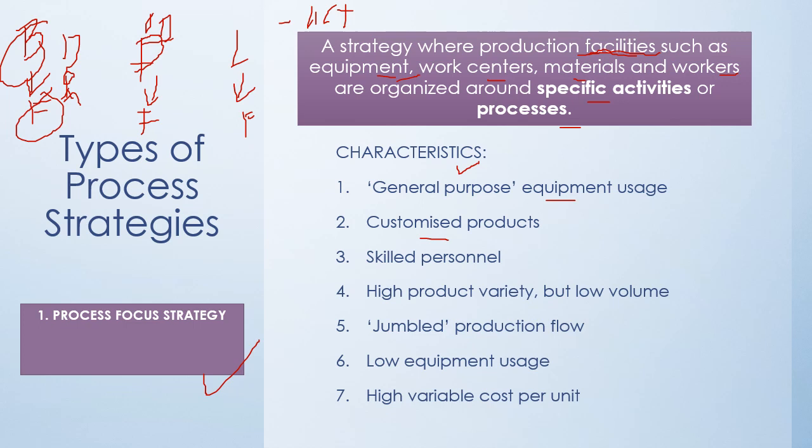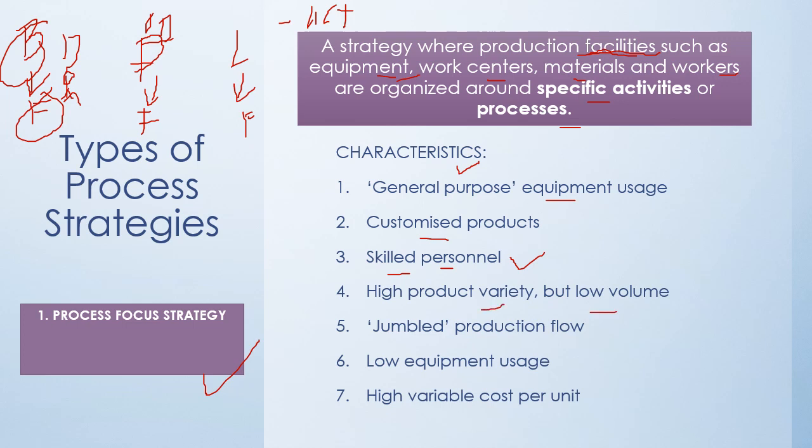So the next characteristic of a process focused strategy is the company is using a skilled personnel, pekerja yang berkemahiran tinggi. Okay, for example, in order to do printing, to print magazine requires one set of skill. To print banners requires another skill. So the worker doing that printing job must have a high skill lah. Okay. High product variety but low volume.